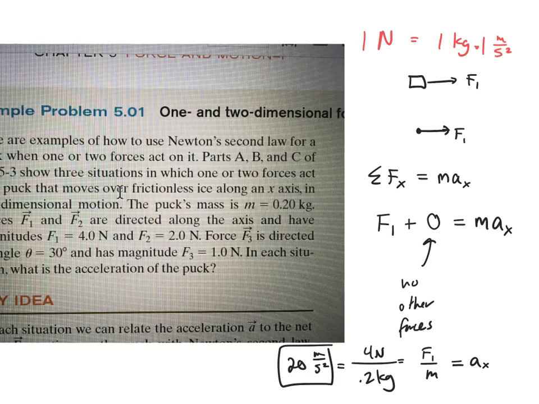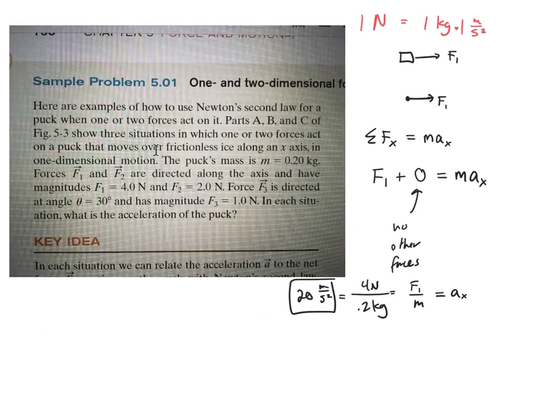So that's the easy example, right? That's the first part of this. Let's go to the second part of this problem. Same problem still. We're going to get a little wacky.